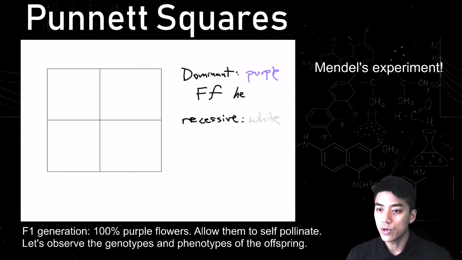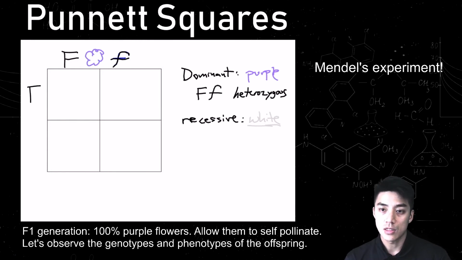We left off with the F1 generation, which were all heterozygous for the purple flower trait. So big F, little f. Now I just want to point out that neither of the parents in this case have white flowers, because in order to have white flowers, you need to be homozygous recessive. So that was not the case in this part of Mendel's experiment. So we're starting with both parents having purple flowers and being heterozygous for the trait. So that means they were both big F, little f.